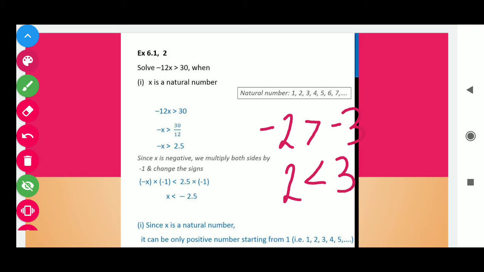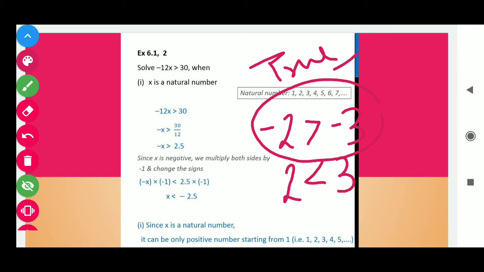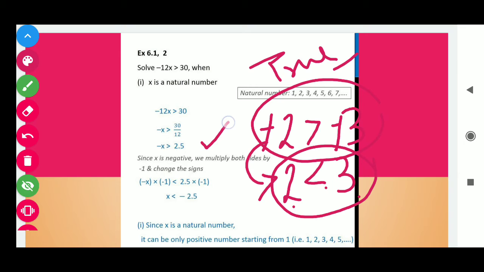The reason is that -2 is greater than -3, that is true. This is true. And if we cancel out the negative sign, the next step must also be true. So 2 is less than 3. Okay. In this way, whenever you move the negative sign, then you have to change the inequality. So students, you can see here -x is greater than 2.5. In this way we get x is less than -2.5.